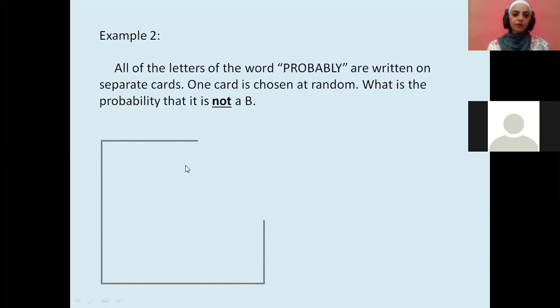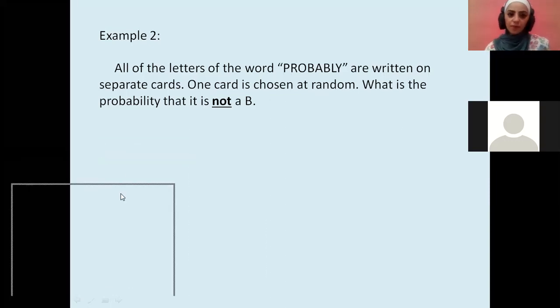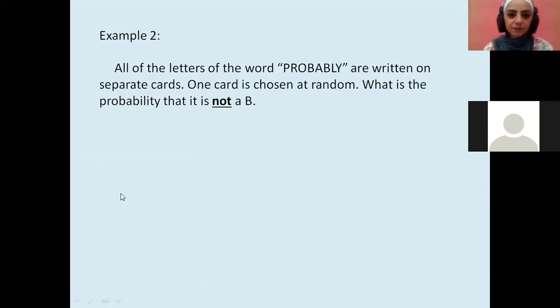Muhannad. Okay. Yalla, Muhannad. Probably has 8 letters. So 8 minus 2 is 6/8. What is the 6/8? We're looking for not a B. How many letters do we have in all? 8. Excellent. 8 letters. We need to take away the 2 B's. So 8 minus 2 is 6 out of 8.